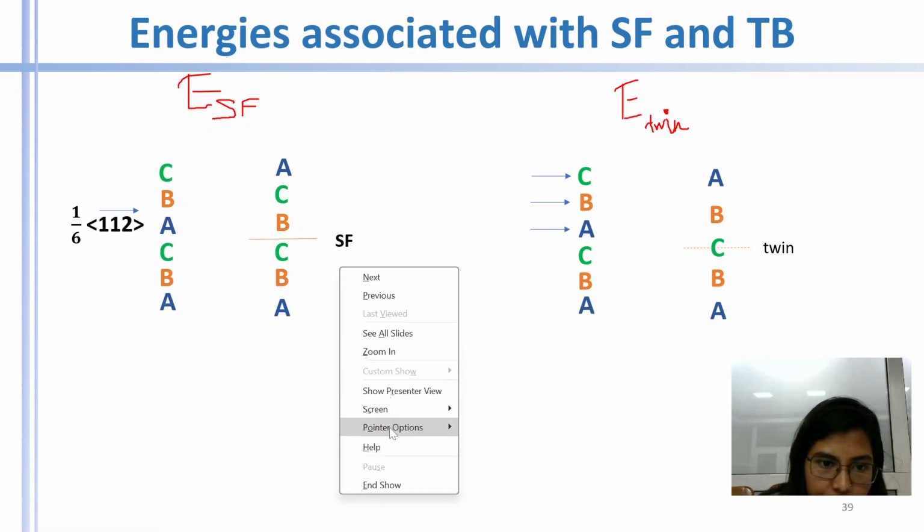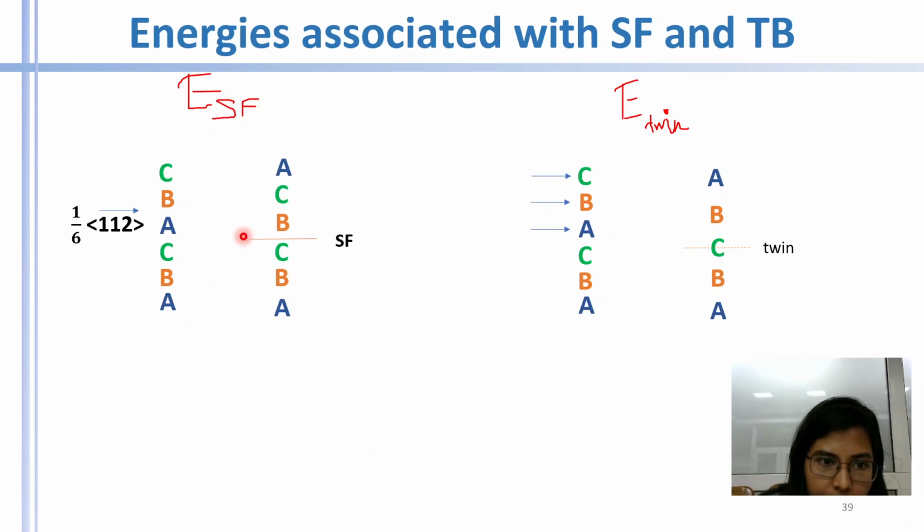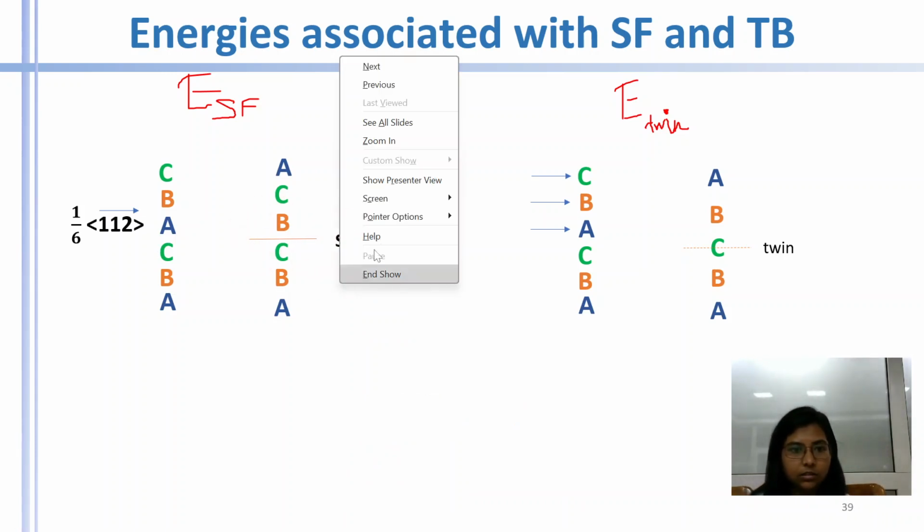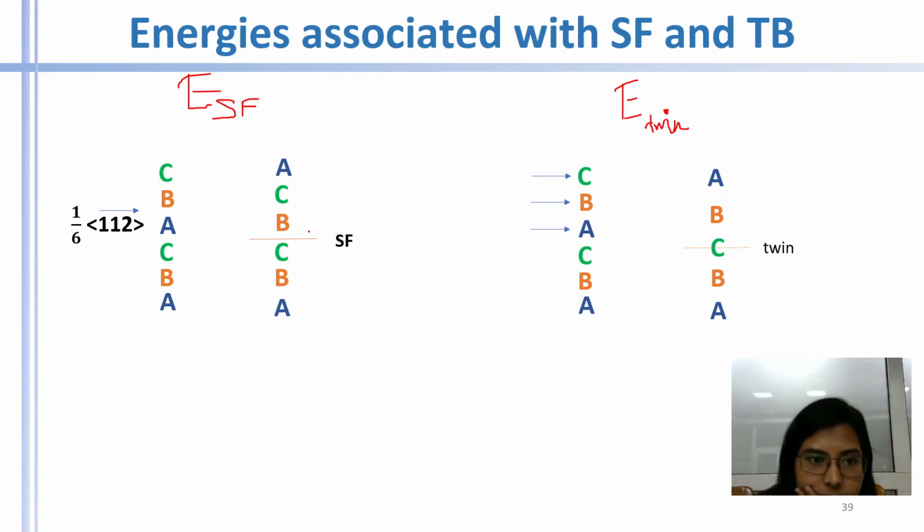So this SF, this is the stacking fault, and what originates here is the stacking fault. Okay, this is after one layer movement. Now when we come to twin boundary deformation, what happens is this same dislocation is applied for all the layers.